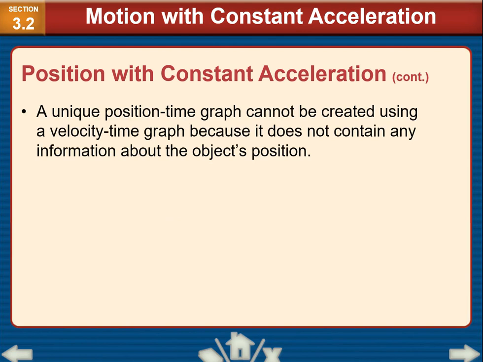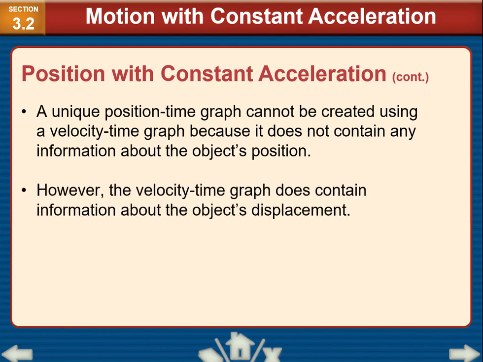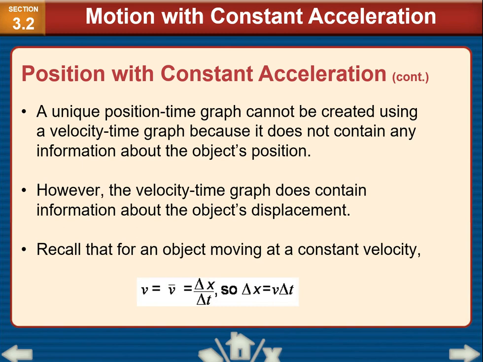Now, a unique position time graph can't be created from a velocity versus time graph because we don't know where it starts. We don't know where the positions are. We can't take anything from the velocity versus time graph for where it was on a position. But we can figure out how far it travels. So we know that the velocity is change in position over time. If we rearrange this equation and isolate the delta x, it's just v times t. So speed times time gets us our displacement, or how far it travels.